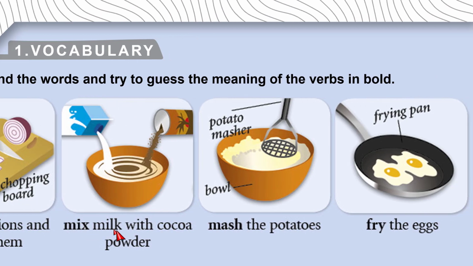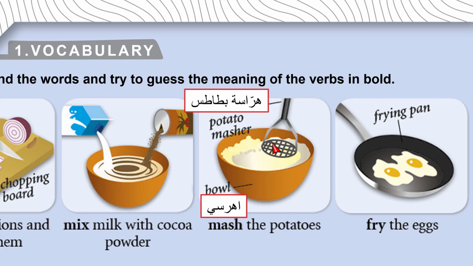You mix milk with cocoa powder. When you mix, you put two substances and you make them one. You combine them. Cocoa powder is chocolate powder made of cocoa seeds. Mash the potatoes. When you mash, you crush into soft pulp. You mash the potatoes using a potato masher. This thing is a masher. It's used to mash potatoes.